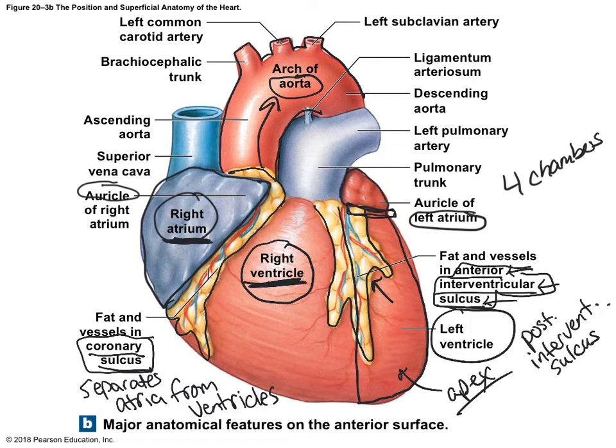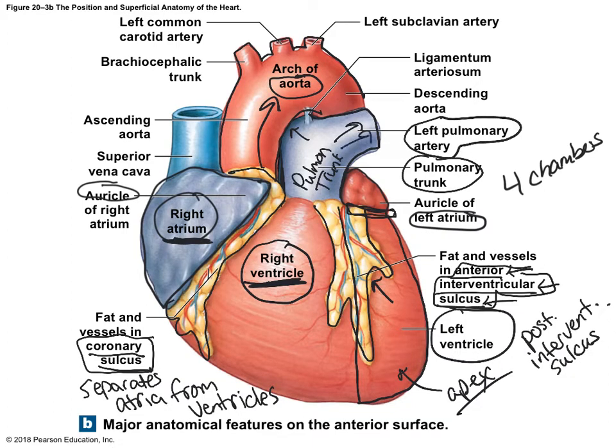Then we also have this big blood vessel right here, and this one is called the pulmonary trunk. So right here is the pulmonary trunk. And the pulmonary trunk quickly divides into a right and a left pulmonary artery. There's the left pulmonary artery this way, and the right pulmonary artery going this way. As the name implies, it's taking blood from the right ventricle and carrying it to the 2 lungs. The left pulmonary artery takes that blood to the left lung, and the right pulmonary artery is going to take that blood to the right lung.